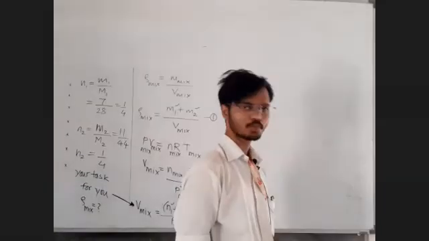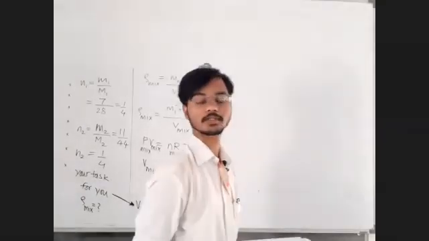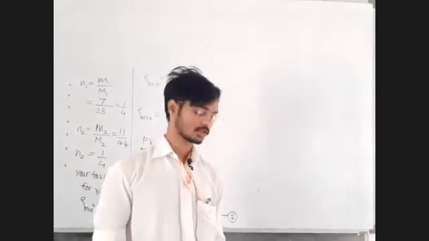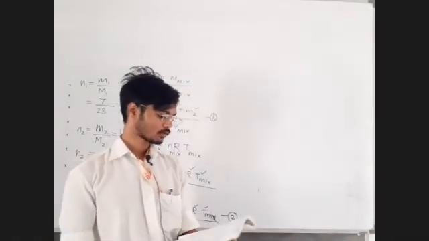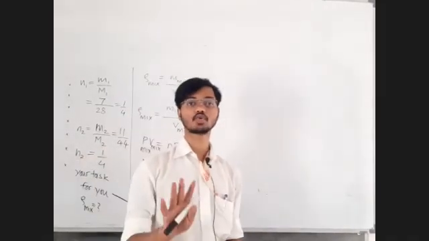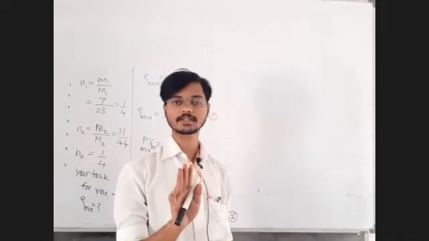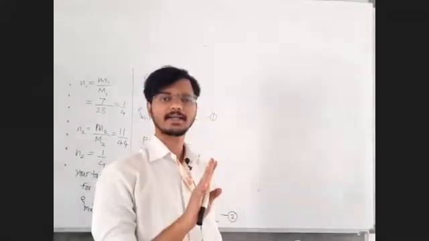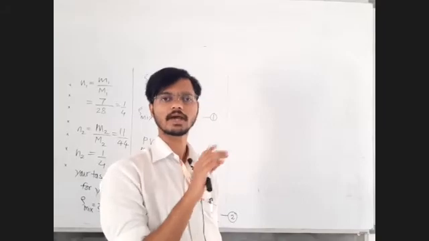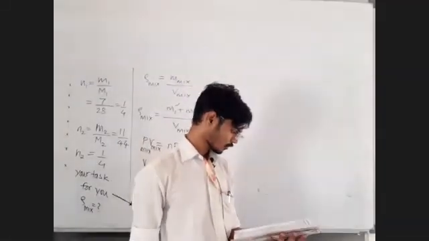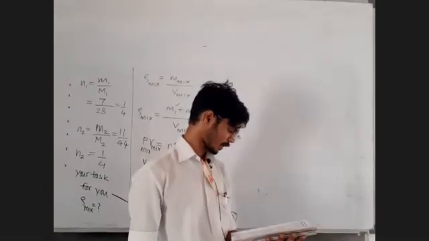Two perfect gases. Perfect gases means ideal gases, not real gases. Ideal gases means gases which follow ideal gas law, and real gases means gases which do not follow. Real gases and ideal gases are opposite to each other. Opposite in the sense ideal gases follow PV equal to nRT and real gases do not follow PV equal to nRT. Fine. Now we are given perfect gases. Perfect gases means ideal gases.